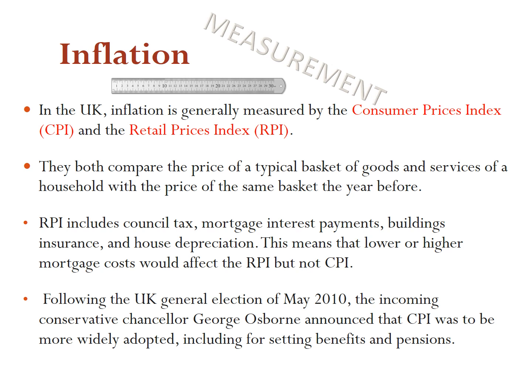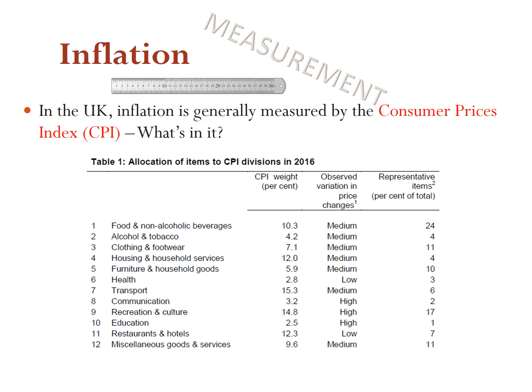Now we use the CPI in the UK. Since the general election of May 2010, the incoming Conservative Chancellor George Osborne announced that the CPI was to be more widely adopted, including for certain benefits and pensions. So we use the Consumer Prices Index, and we'll talk about what is in there in a bit. So what is in the CPI? You can see it's got all sorts of commonly used items by a general UK household. They're saying the average UK household will spend their income on some of this at some point.